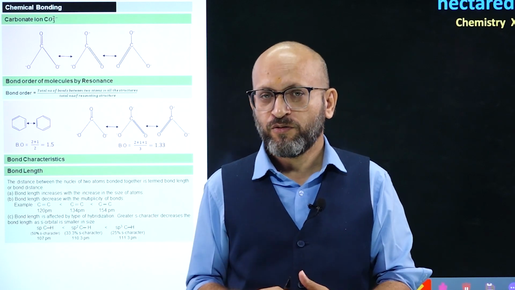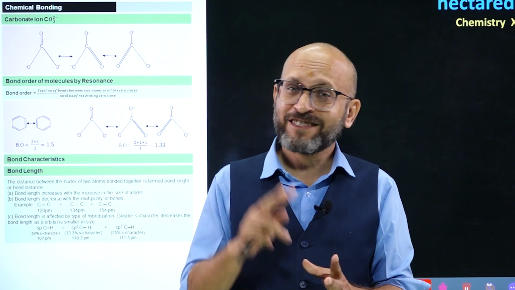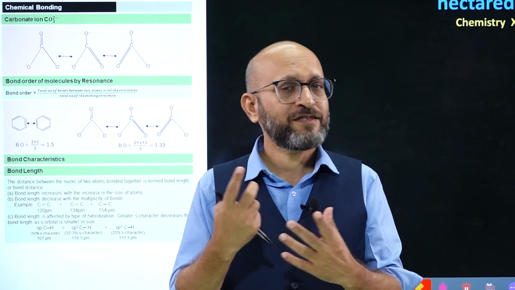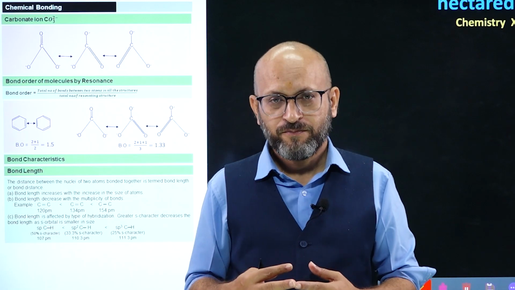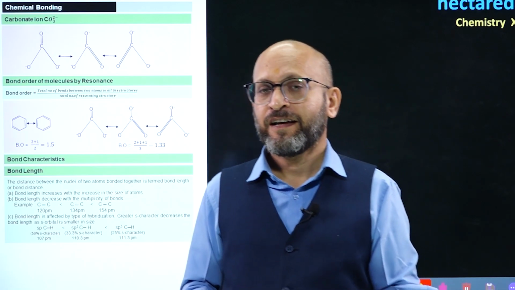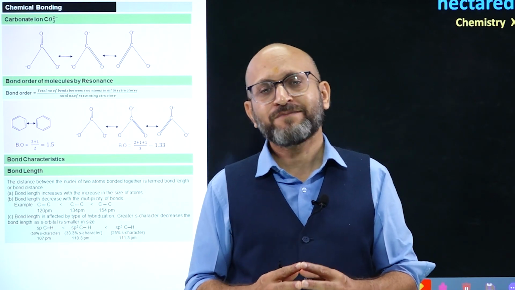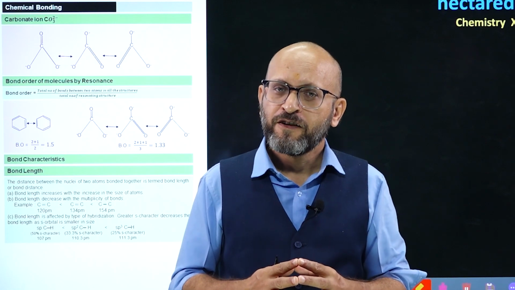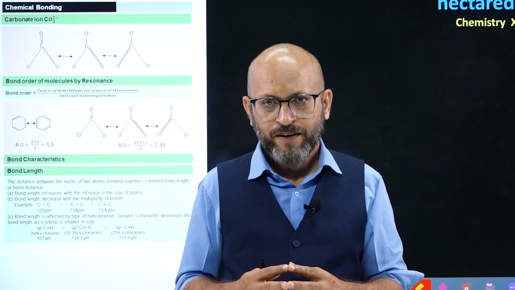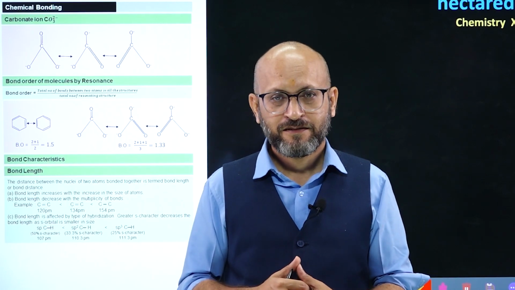In an oxygen molecule O2, the number of bonds between two atoms of oxygen is 2. So the bond order of the O2 molecule is 2. The nitrogen molecule has a triple bond, which means the bond order in the N2 molecule is 3. So the number of bonds between two atoms is also called bond order. Greater the bond order, greater will be the bond strength, lesser will be the bond length.